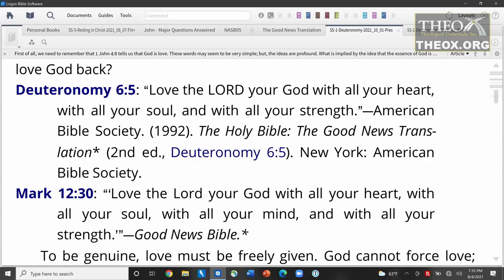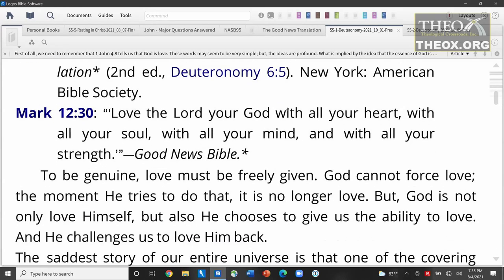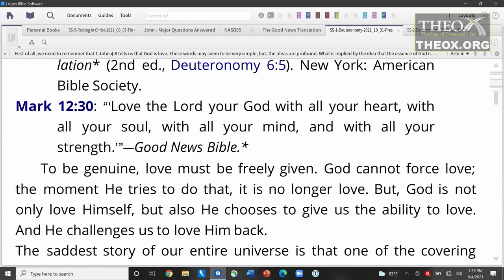Carrie, you want to? I'm reading from Deuteronomy chapter 6, verse 5. Love the Lord your God with all your heart, with all your soul, and with all your strength. That's from the American Bible Society, 1992. Moving along, Mark 12, verse 30. Love the Lord your God with all your heart, with all your soul, with all your mind, and with all your strength. And that's from the Good News Bible. Okay, so here we see. Sounded like you were repeating yourself. Probably. Is that the point? That's the point. Clearly, Mark, in his gospel, is quoting from Deuteronomy.